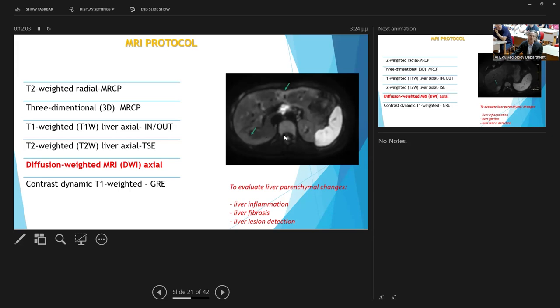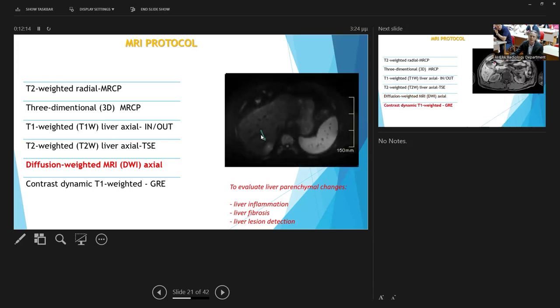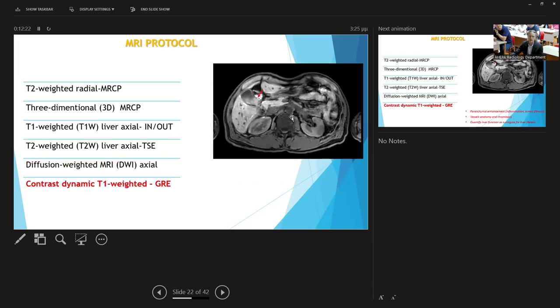Diffusion weighted sequences have a main role, especially in those patients that do not undergo contrast agent administration. And they are really useful, like the T2 weighted sequences, in recognizing the inflammation and the liver fibrosis, but are also really useful in recognizing the focal liver lesions that may develop in those kinds of patients and this setting of disease. Finally, if you want, you can use the contrast agent to improve the diagnostic performance of the cholangiopancreatographic study.